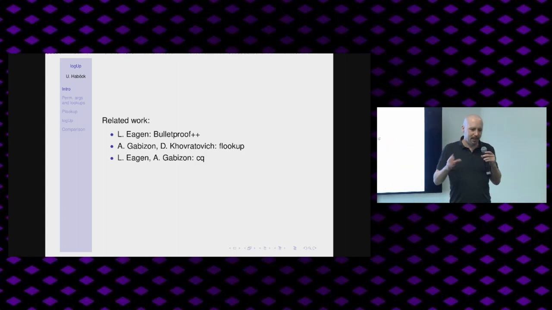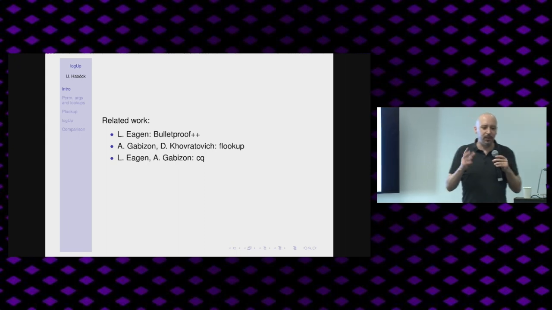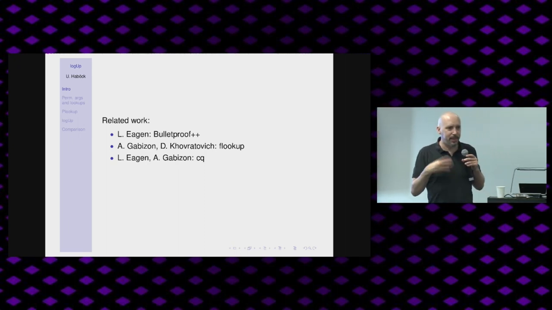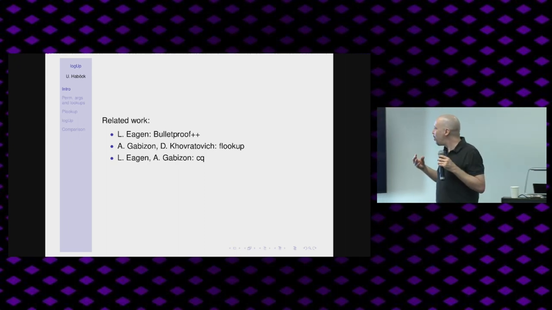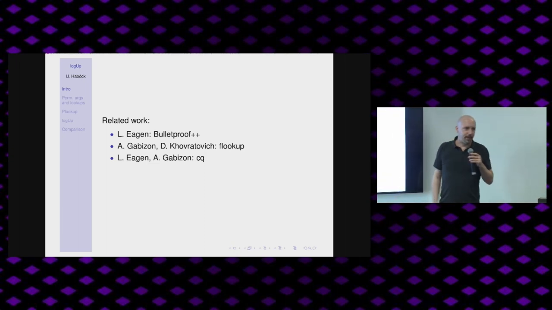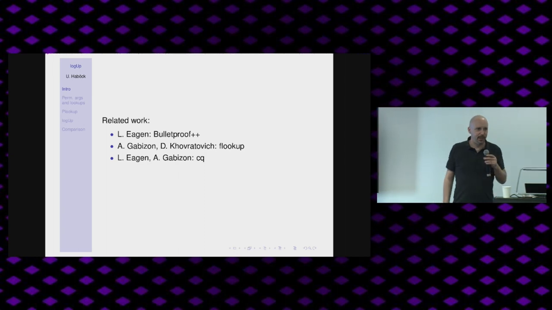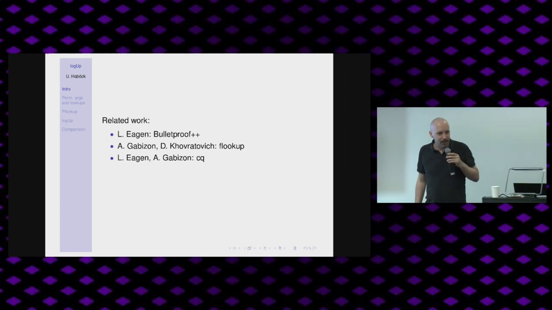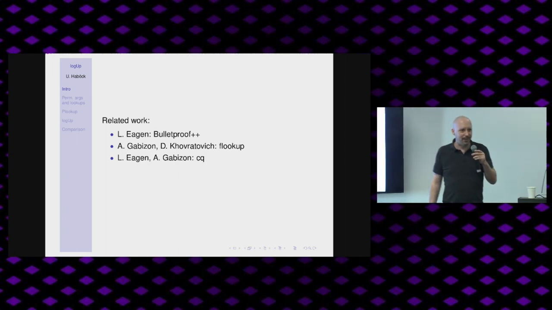Even if they don't explicitly call it using logarithmic derivatives, it's implicitly always present. It's even more present in the subsequent work, Eagen together with Gabizon, CQ, and I'm looking forward to Ariel's talk on CQLin.